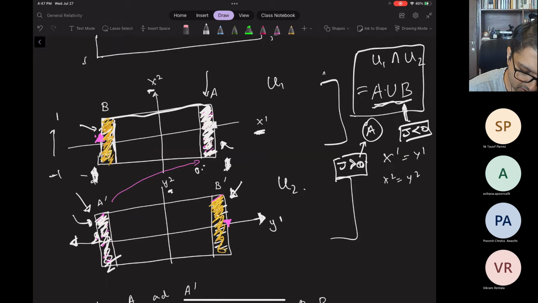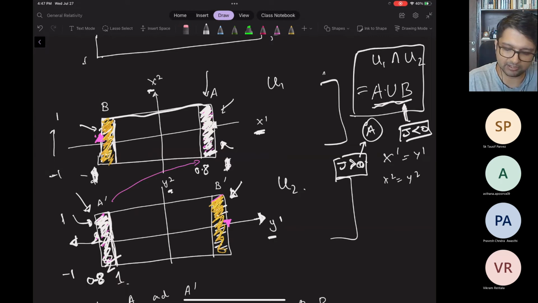So let's suppose this region is 0.8. I can imagine that my A prime starts at 0.8. This is my y coordinate. And my next region is at 1. So now basically this is the same mapping, right? In the region A, X and Y are exactly the same. X1 and X2 agree with Y1 and Y2. Do you agree with this?